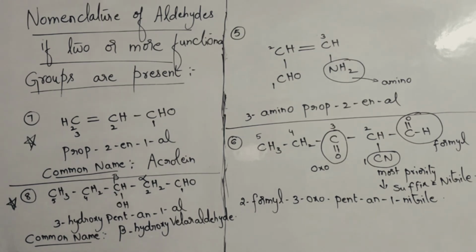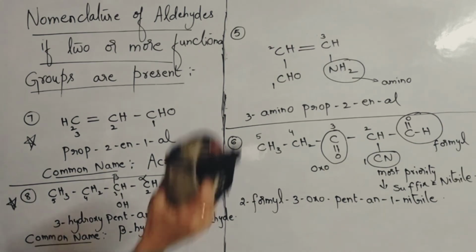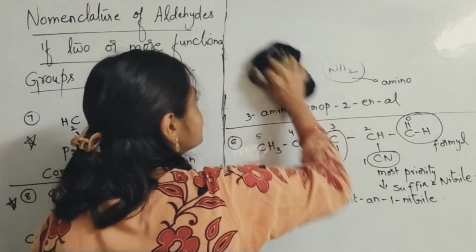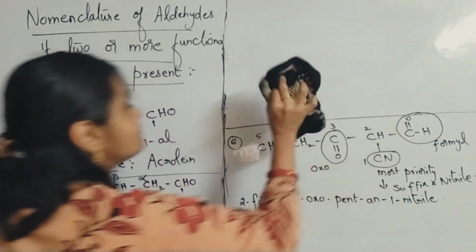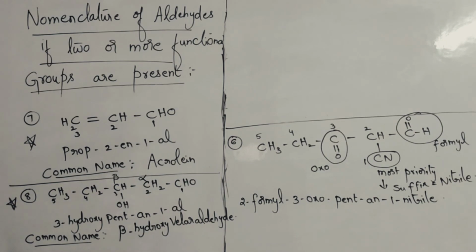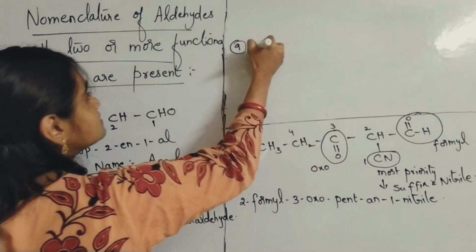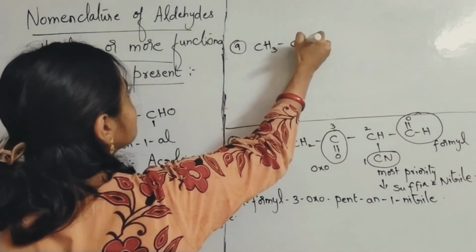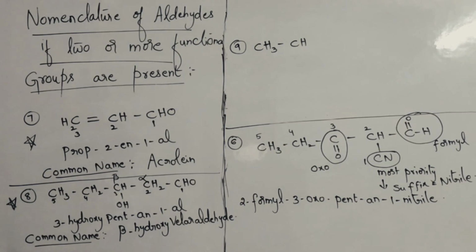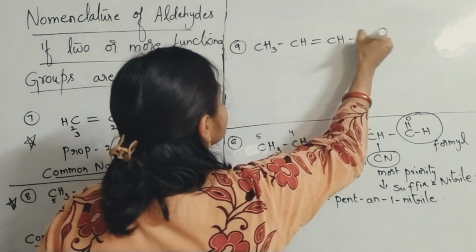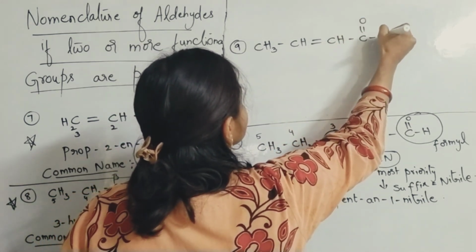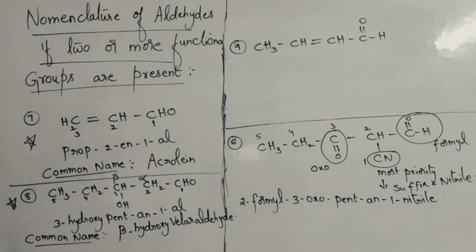So here you have to concentrate on common names. Same like this you have one more example also. I'll just give that one also, then we will be stopping the video. Take this 9th example: CH3CH double bond CHCHO. For this compound what will be the name? You can easily guess.